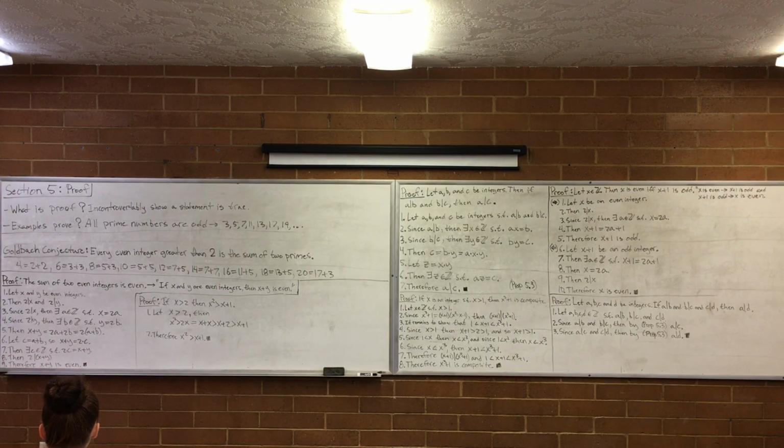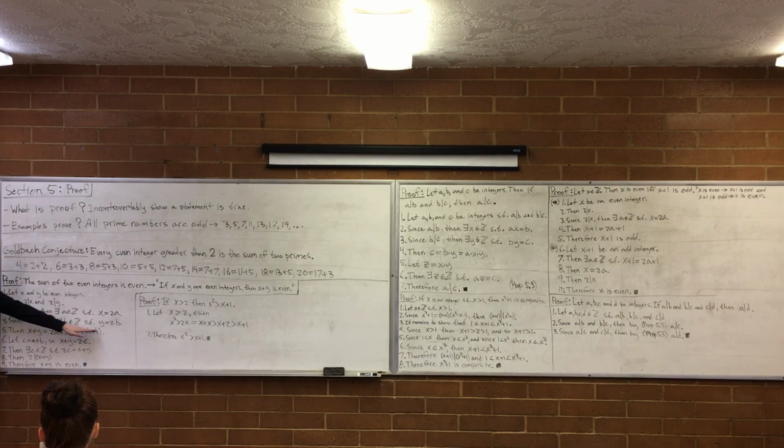Now, where did I get a and b? You just made them up. They're just variables. I'm just naming the integer. Right? So we're not talking about a specific number. I don't want you to get lost in that.